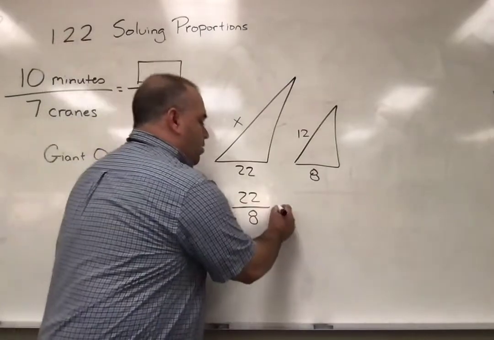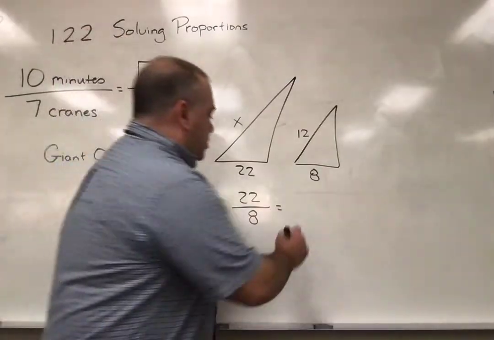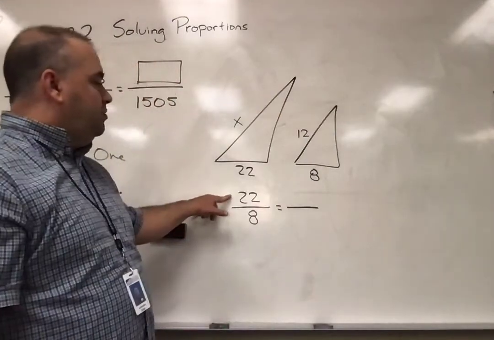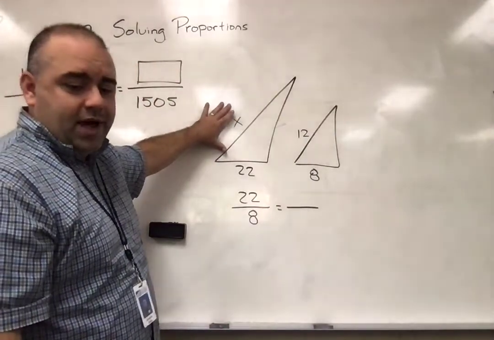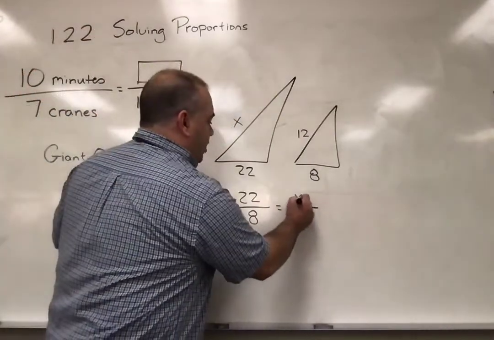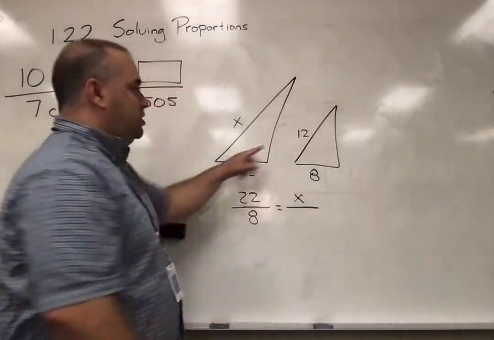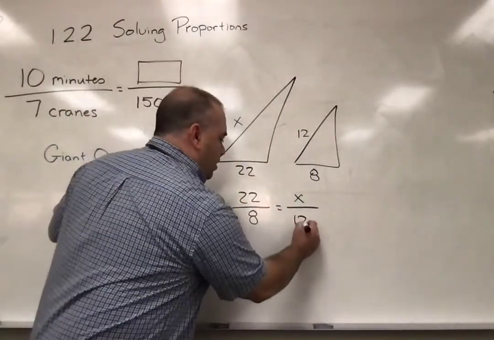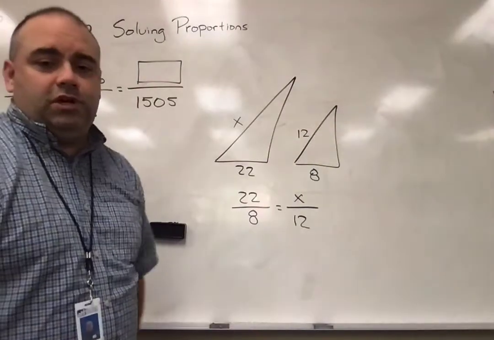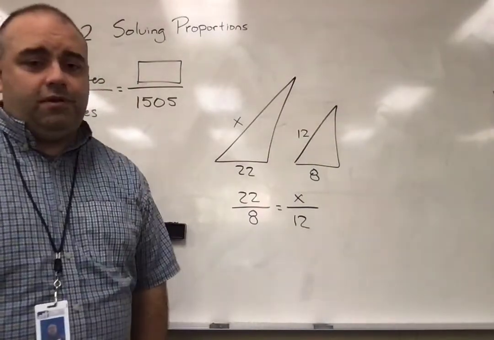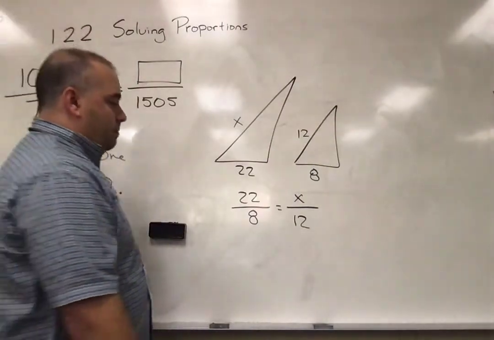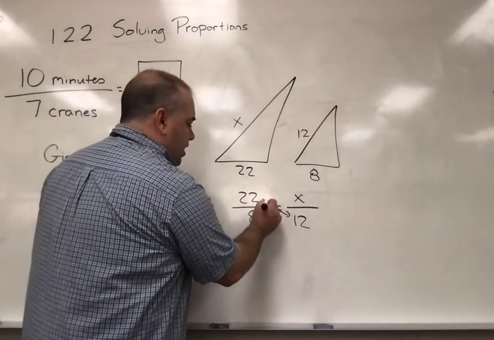And I'm going to say that's equal, because we're going to do a proportion, to, well, if we did 22 first, we did this triangle first, that's got to go on top. So I'm going to stick my X right here, that comes from there, and I'm going to take my 12 from this triangle and put it down here. And now we're set with the same situation we had before. You can choose the method you like the most and solve it. In my case, I would probably cross multiply.